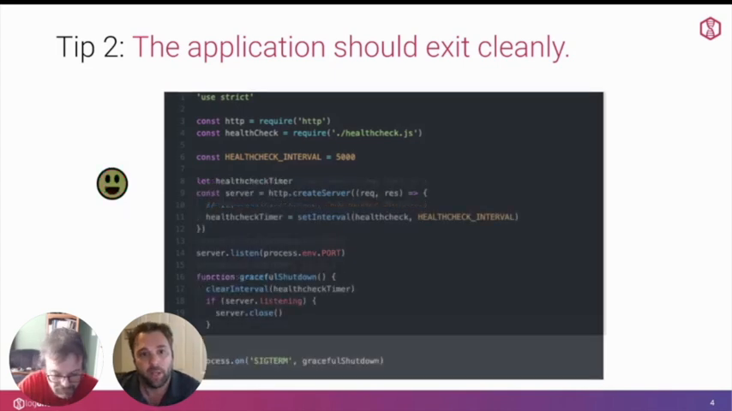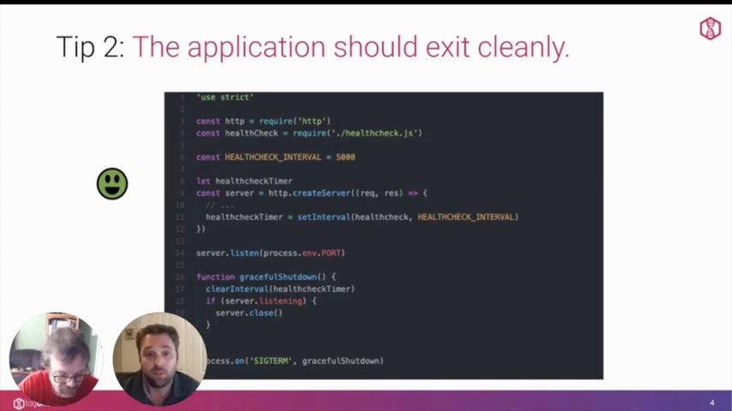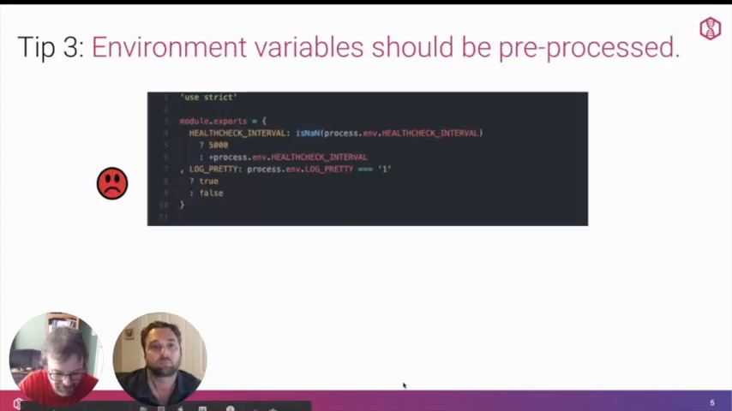A better way is to keep track of your servers and any timers and things like that and properly close them when the shutdown function is called. Here we've got a timer that runs on an interval. We save that into a variable and that can be cleared. If the server is listening, we close the server. And in Node.js, when the event loop is clear, the process exits cleanly, and that applies to pretty much any language, I would think. So that's definitely what you want to see.